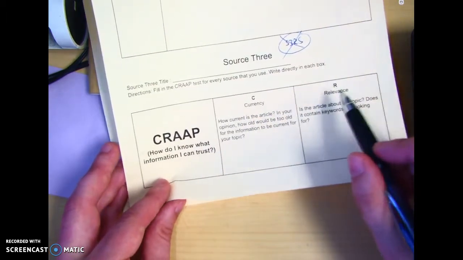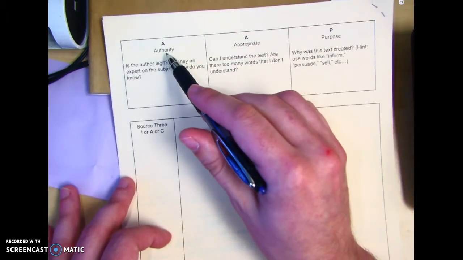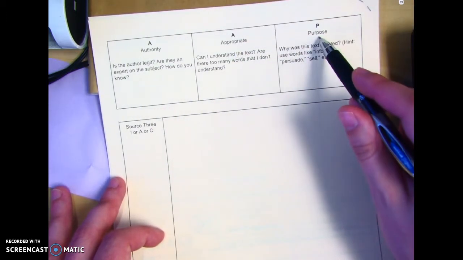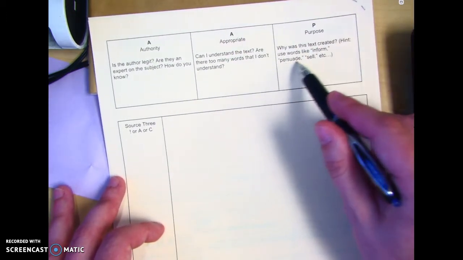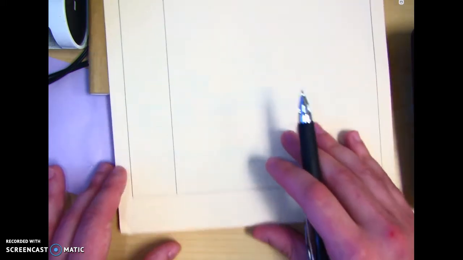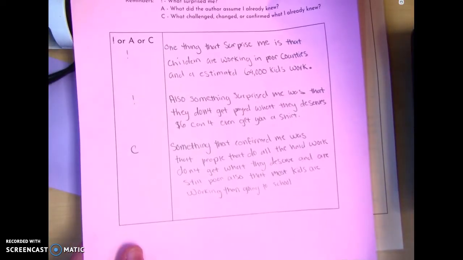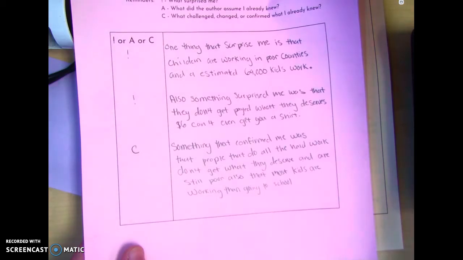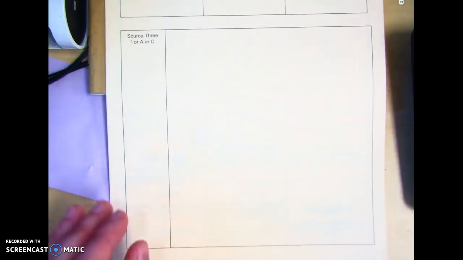It must be current, relevant, be written by an authority, be appropriate, and have a purpose that is not persuading or selling or anything like that. Okay, and then this, just like on that practice sheet that we did for the hard at work, it looked like that. Right, this is a student's who did a very nice job. This is how we're going to take notes on each of the 3 sources.